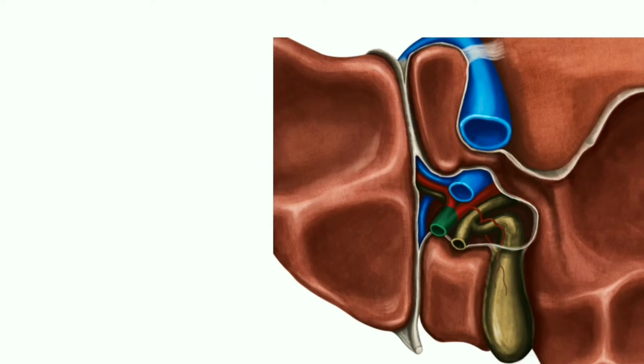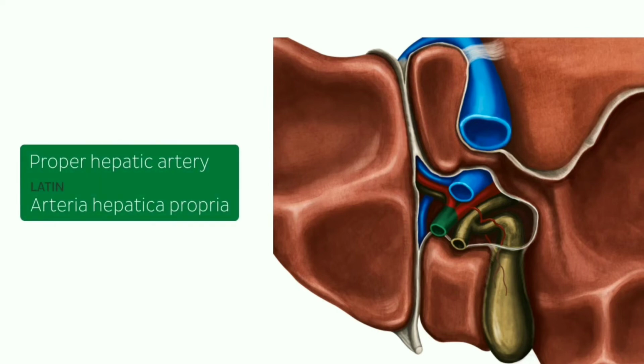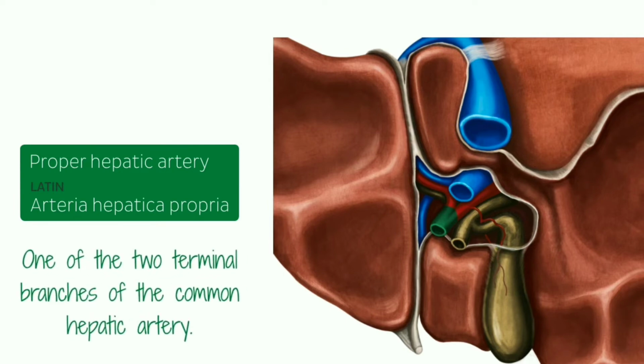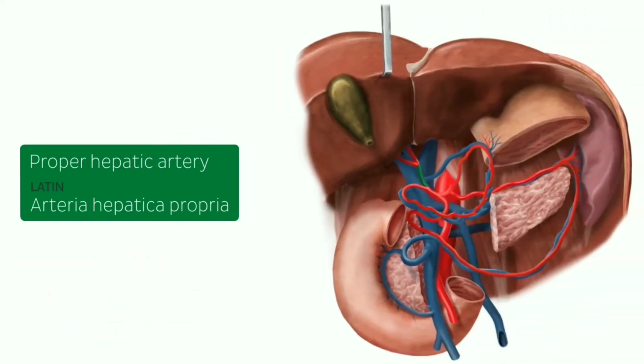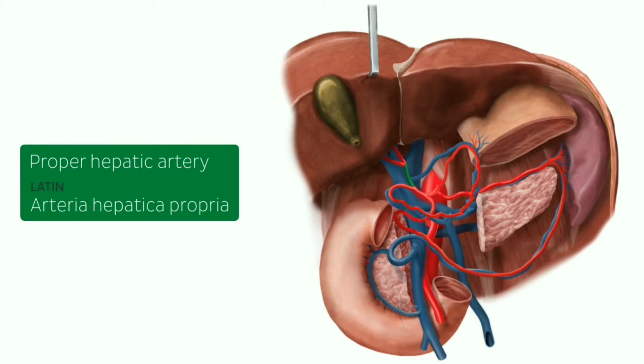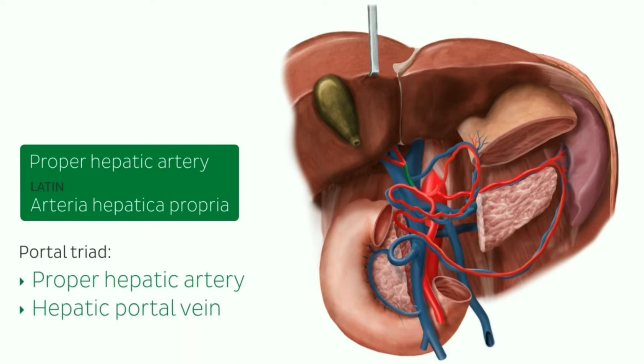First we'll look at the structure seen here, the proper hepatic artery. As I mentioned earlier, one of the major vessels transmitted through the porta hepatis is the proper hepatic artery, which is one of the two terminal branches of the common hepatic artery. It runs alongside the hepatic portal vein and the common bile duct, entering the liver at the hilum and forming what is known as the portal triad. So based on what I've said, the portal triad is made up of the proper hepatic artery, the hepatic portal vein, and the common bile duct.